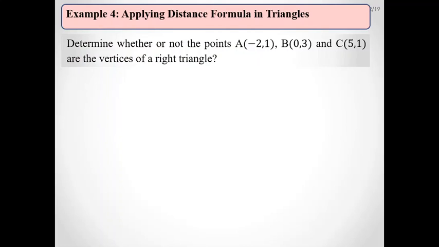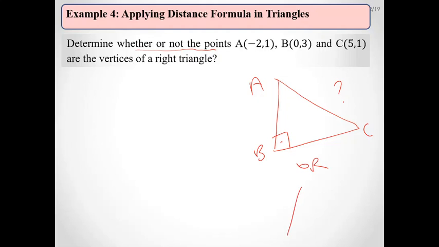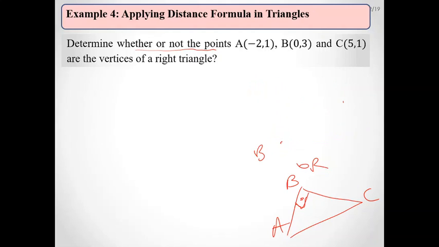So let's use the distance formula in this question. Determine whether or not the points A, B, C are the vertices of a right triangle. So it's asking, is it something like this, for example? Or it might be, of course, we don't know which one is 90 degrees. It might be like this, B, A, C, we don't know. But the question is, is there a 90 degree in it? So do they form a right triangle? This is the idea.